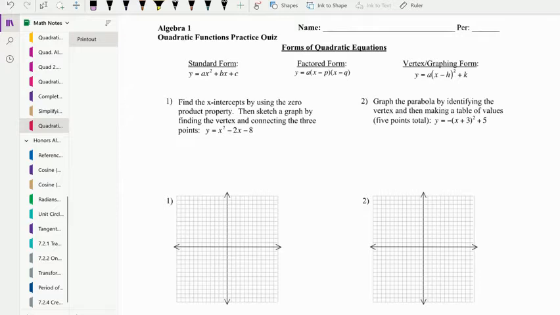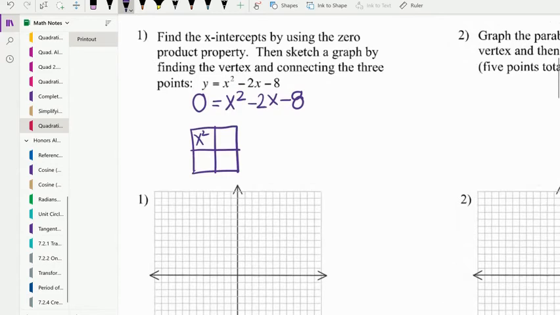So the zero product property, well, in order to find the x-intercepts, we know we have to set y equal to 0. So we get 0 equals x squared minus 2x minus 8, and then we are going to factor that. So from there, we're going to create our box. We know the first term goes in the first box, the last term goes in the last box, and then we're going to go ahead and make our x. The product is negative 8x squared, and then the sum is negative 2x.